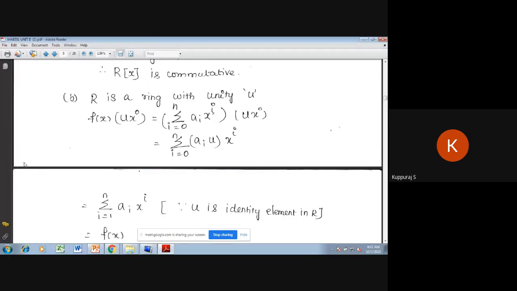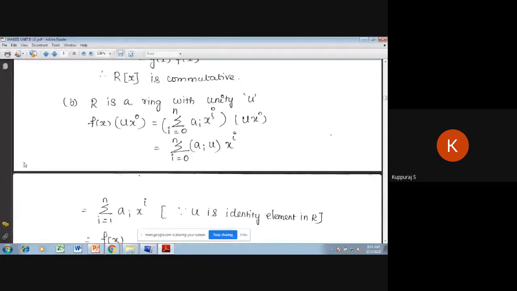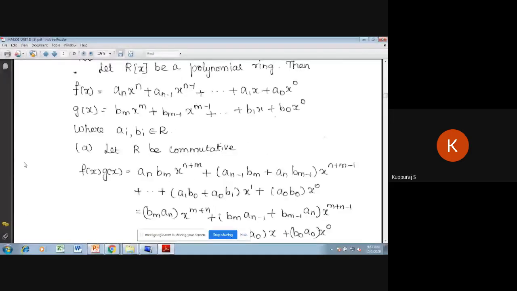So now the polynomial f of x is multiplied with the unity u of x power 0. So unity is a constant polynomial. That's why u can be written as u into x power 0. So f of x is multiplied with u of x power 0. So initially we have taken f of x equal to an x power n plus an minus 1 x to the power n minus 1 up to a1 x plus a0 x power 0.